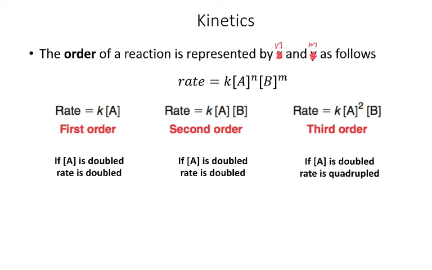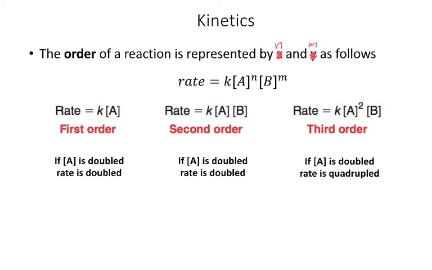The order of the reaction tells us how the reaction will speed up or slow down as I change the concentrations. If the reaction is first order with respect to A, then the rate of the reaction is directly proportional to the concentration. So if I double the concentration of A, then the rate is doubled. This reaction is second order overall, but it's still first order with respect to A. So again, if I double the concentration of A, the rate is doubled.